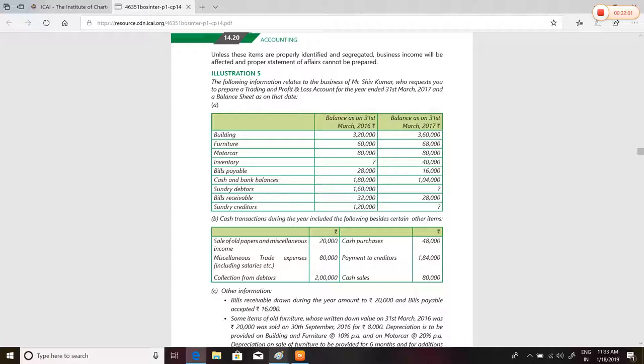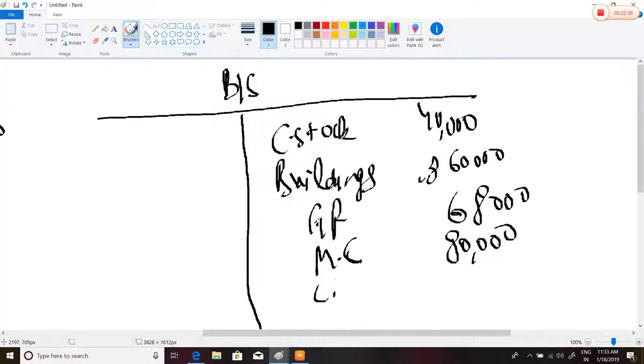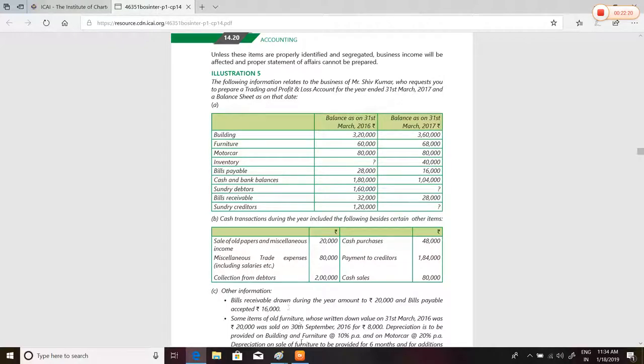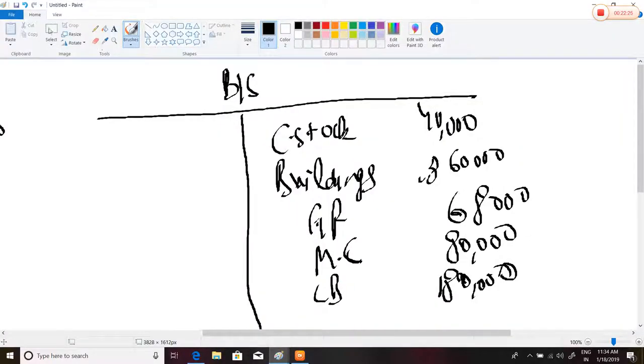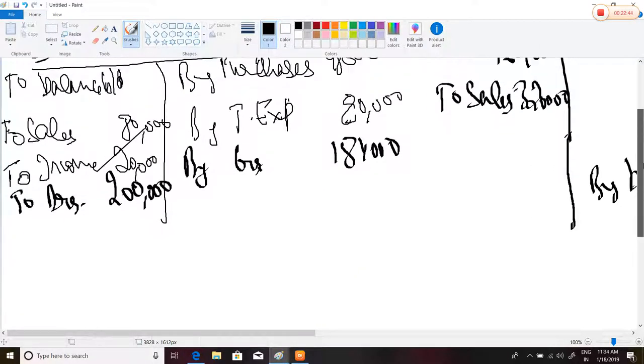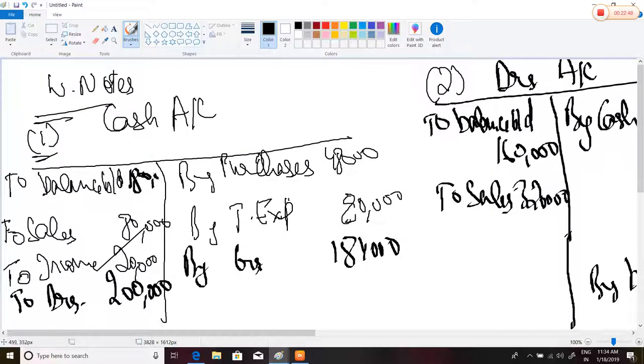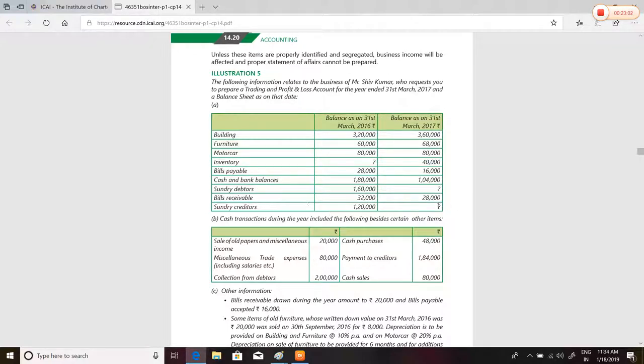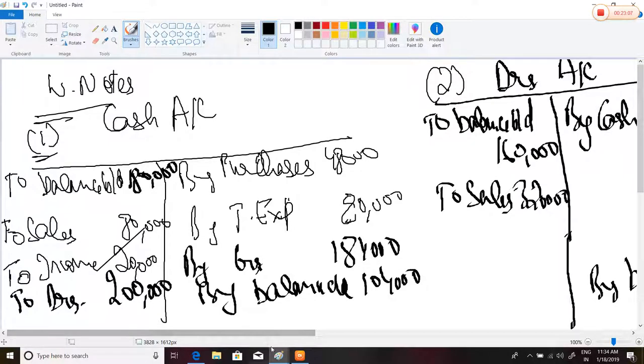Cash and bank balances 1,80,000 and 1,04,000. So 1,04,000 is the closing and 1,80,000 is the opening balance. Here 1,04,000, and in working notes, by balance brought down 1,80,000 and 1,04,000. Then next, sundry debtors 1,60,000 is the opening balance.